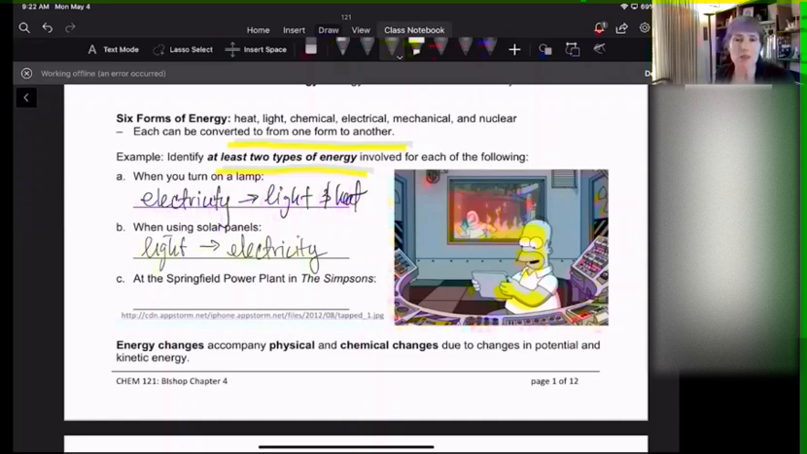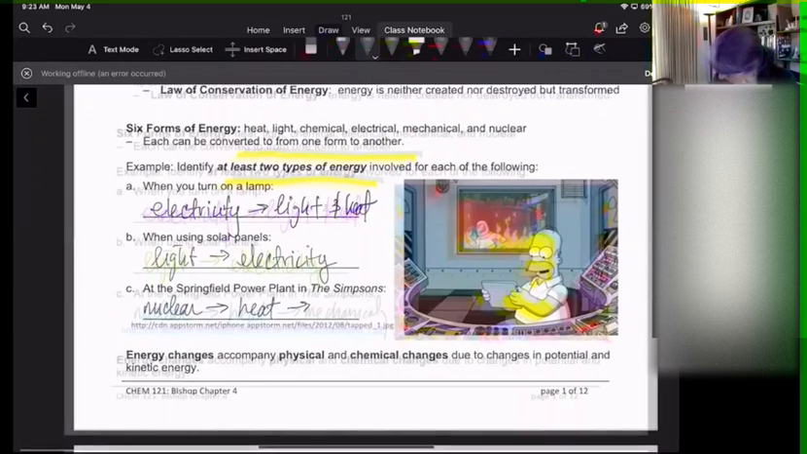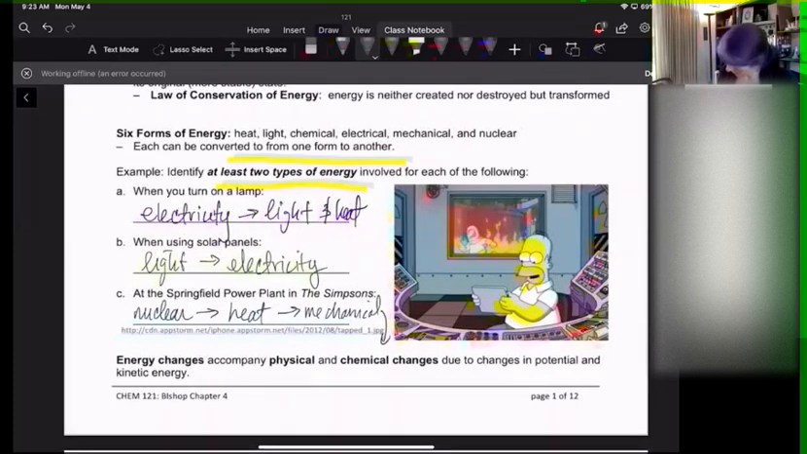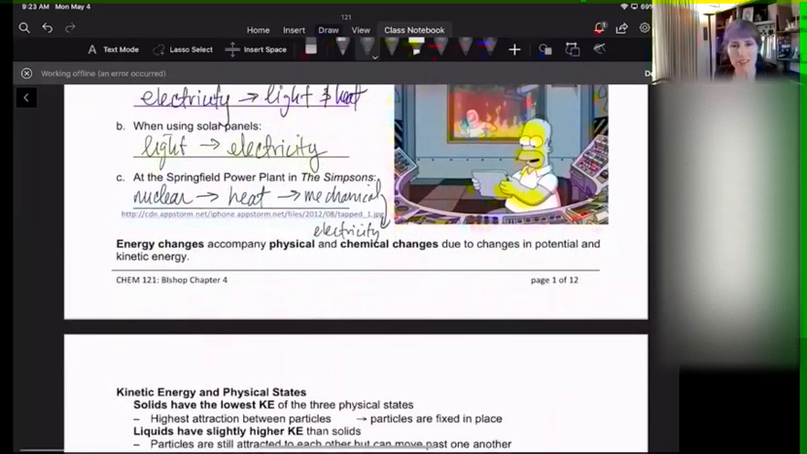And then in The Simpsons, Homer works at a nuclear power plant. And the way that usually works is we have nuclear energy. So changing the energy in the nucleus releases a lot of energy. We release that, and then with that, it's converted to heat to boil water that turns a steam engine typically. So it's usually to heat, and then to mechanical energy, and then electricity. So those are some of the examples.